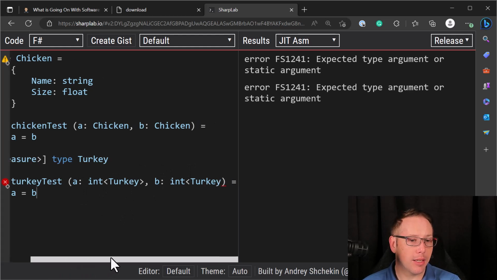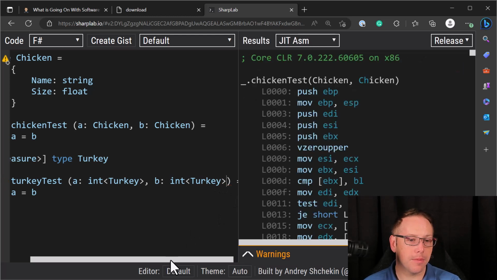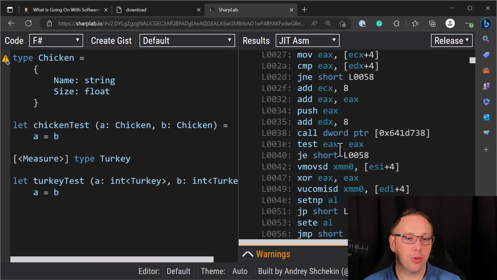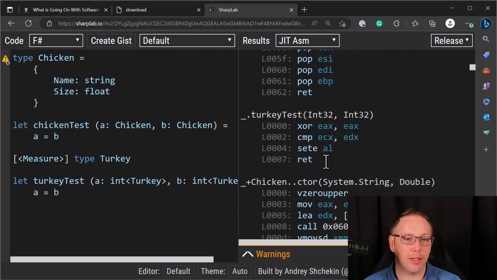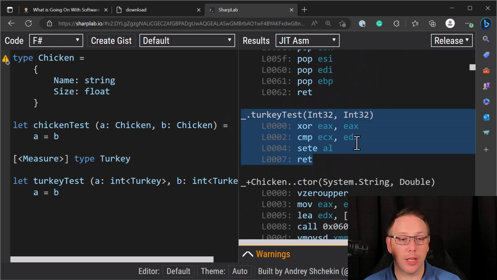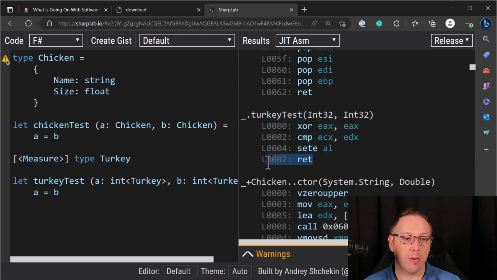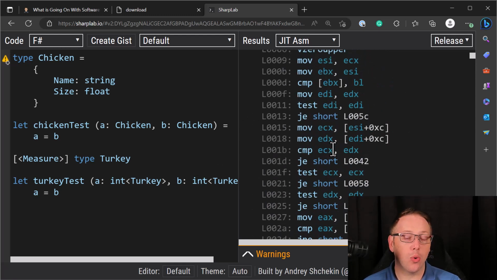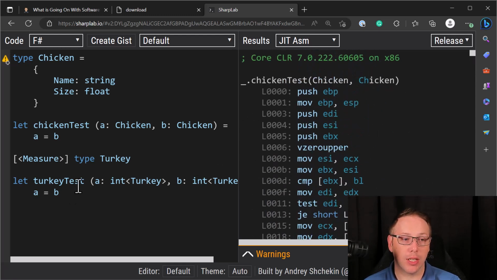And it's complaining about something here. Oh, I'm missing that closing angle bracket. And now when I scroll down to turkey test and I'm checking are 2 things equal to each other, it is 4 instructions, one of them being a return and one of them clearing a register. This is outrageously fast. This is orders of magnitude faster than that chicken test.